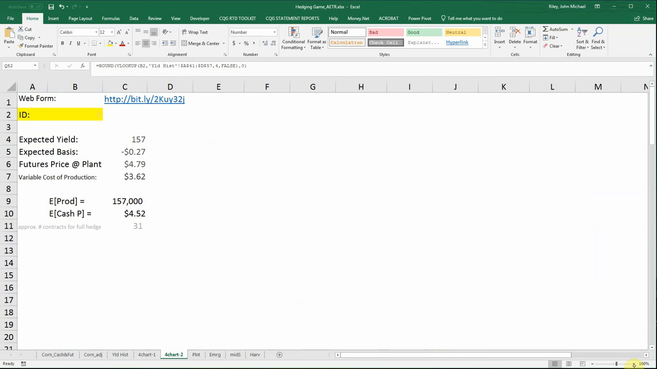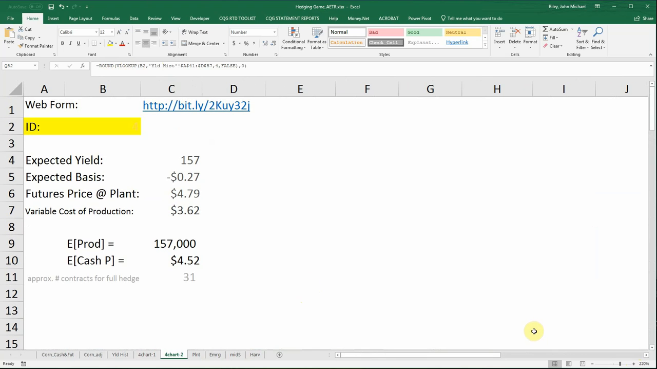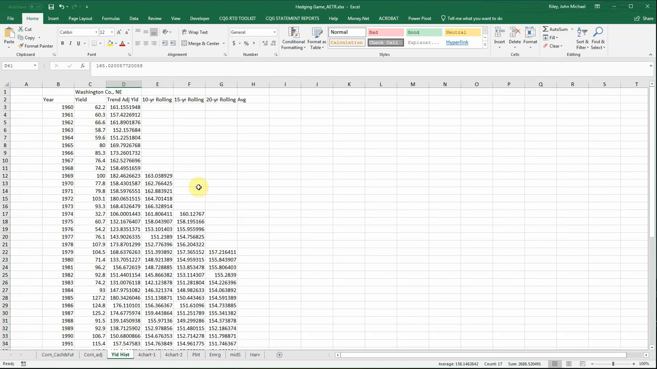All right, so let me blow this back up just for ease of looking. That then leads us to what the students see at the beginning. So if we think about what the students see at the beginning, we're actually pulling in an average yield from the yield history. We're actually pulling in one of these rolling averages. And again, I typically think about a 10-year rolling average.